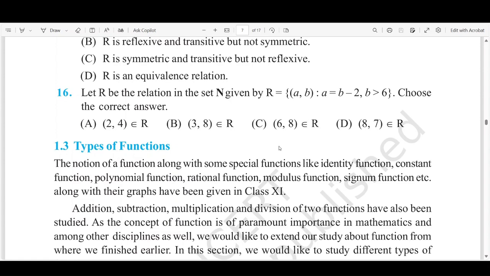So with this, we have completed exercise 1.1 and in the next video, we will discuss the section 1.3 types of functions.